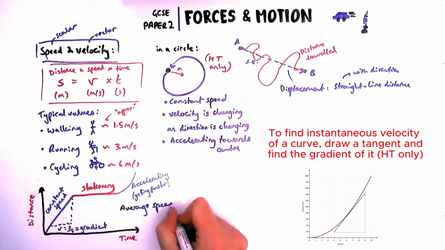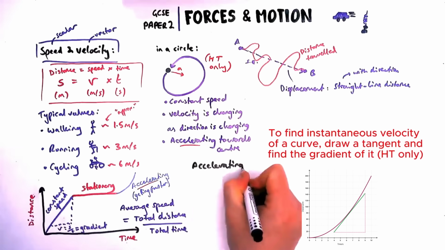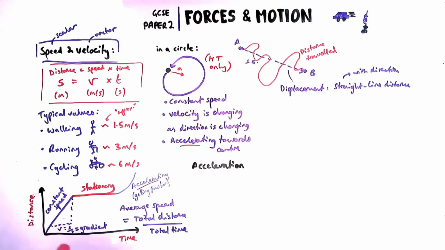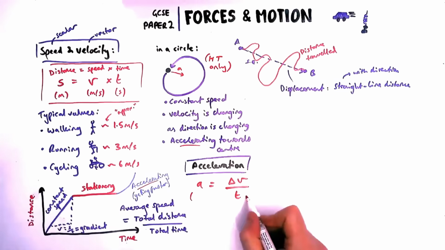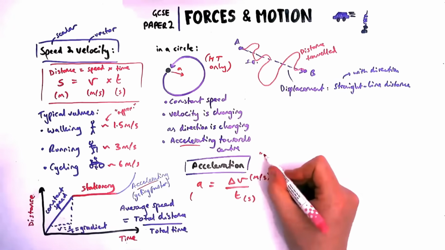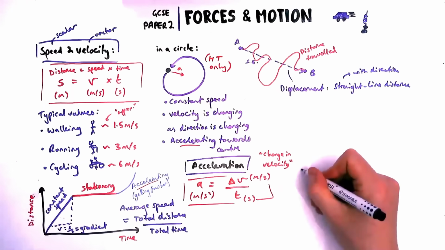If you're asked to find the average speed for a total journey, you need to know the total distance and the total time and divide them, even though the speed might be different at different points. Acceleration is given by the change in velocity divided by time. This little triangle here is delta, it means change in velocity, and acceleration is given in meters per second squared.